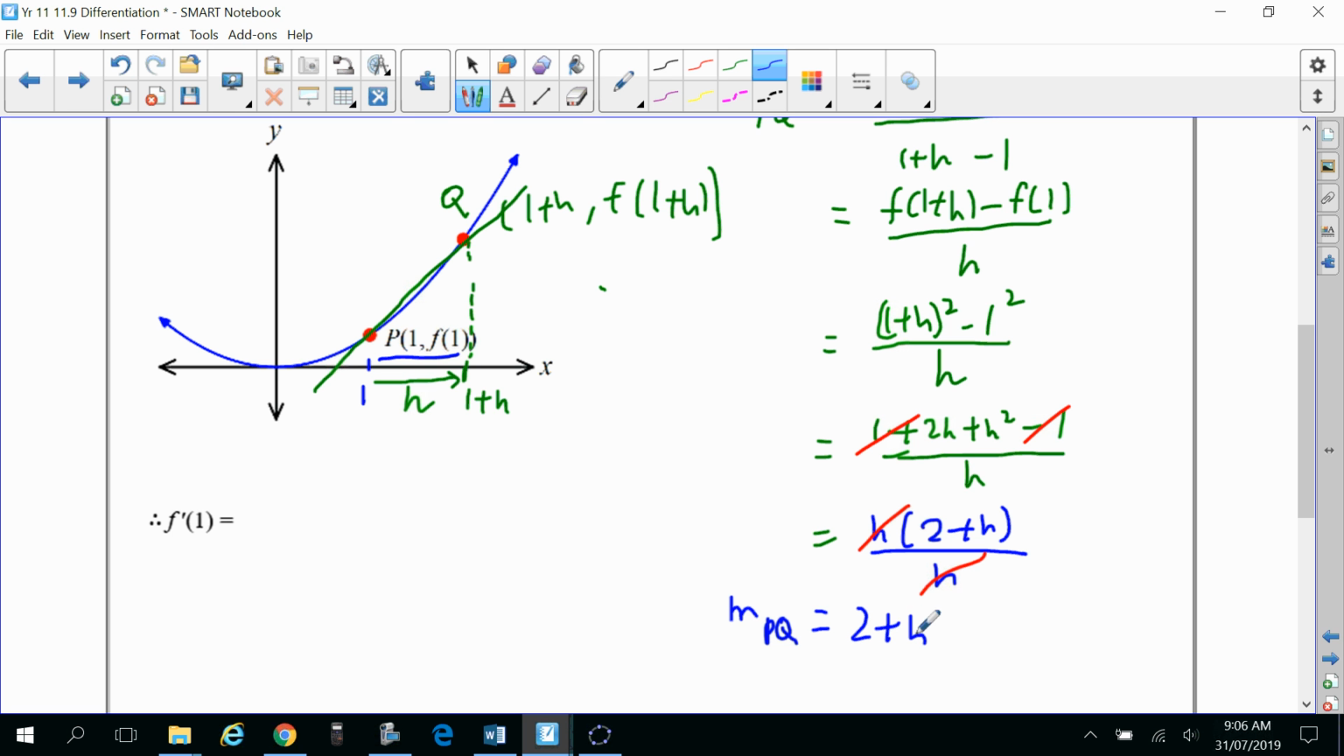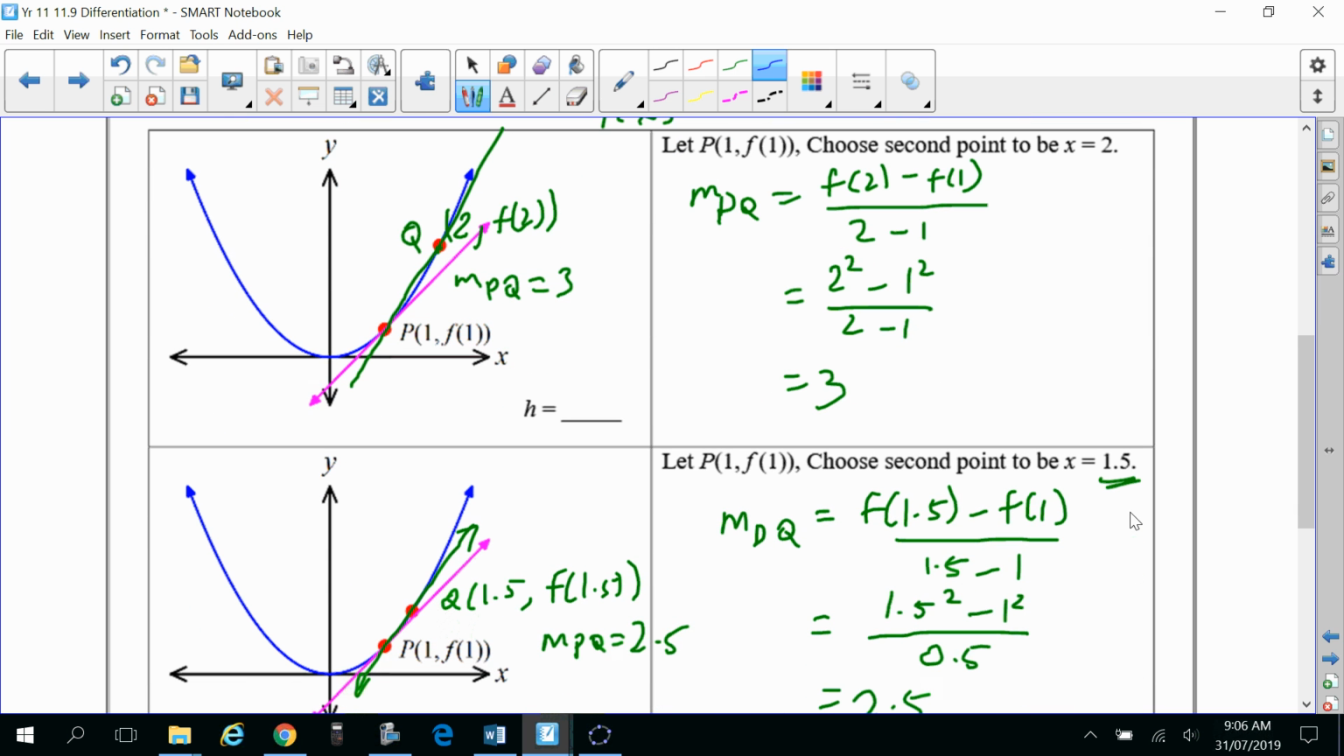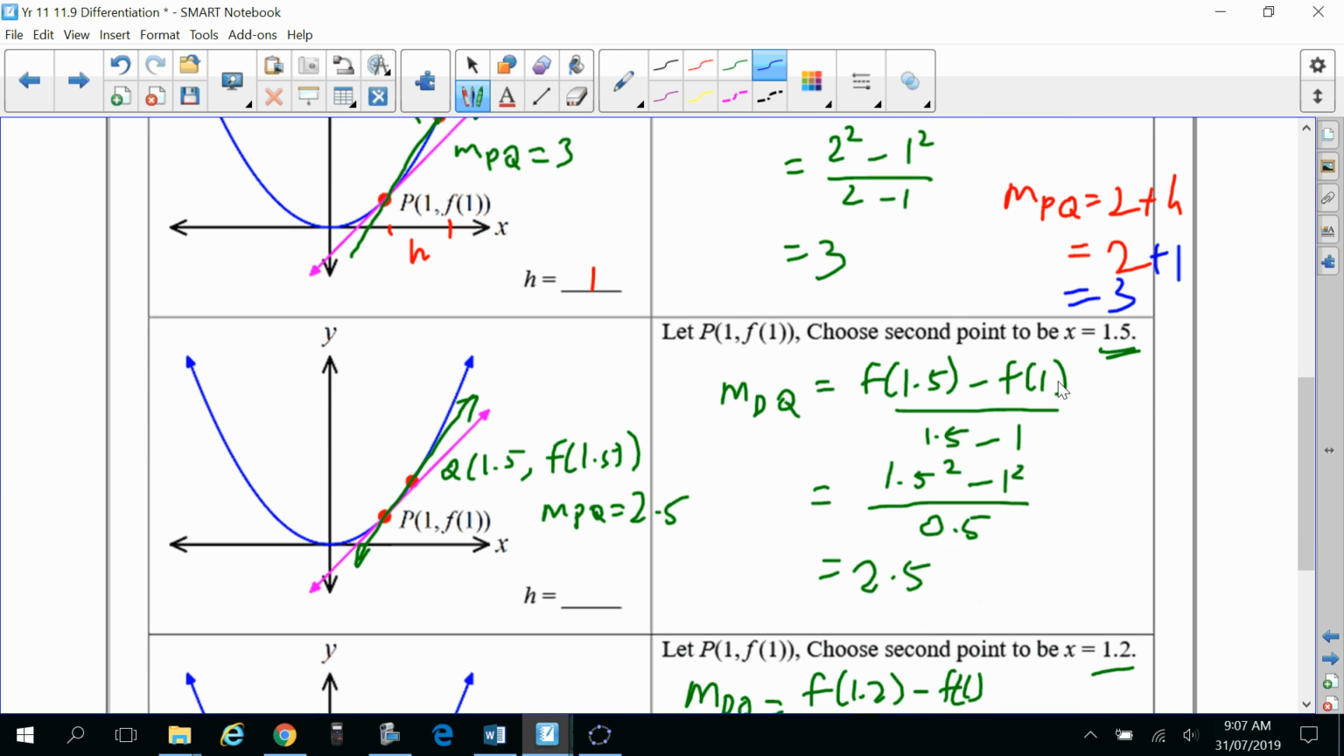Now let's look at this thing. Gradient is 2 plus h, right? Let's go back to the example before. What was the h value here? What was the gap? Who can tell me the gap? The gap h, what's the gap here? 1. If I use the formula gradient PQ equals 2 plus h, does it give me 3? Oh my god, it does. The gap gives me 3. So it's true, isn't it?